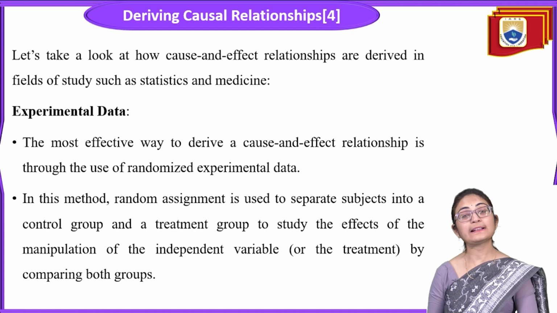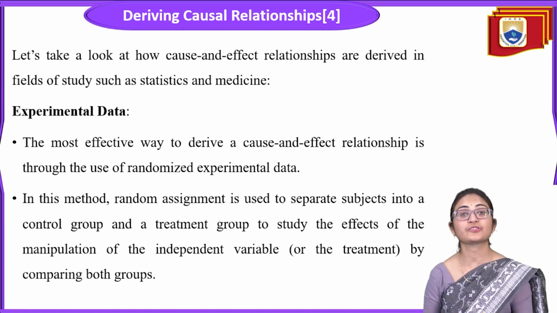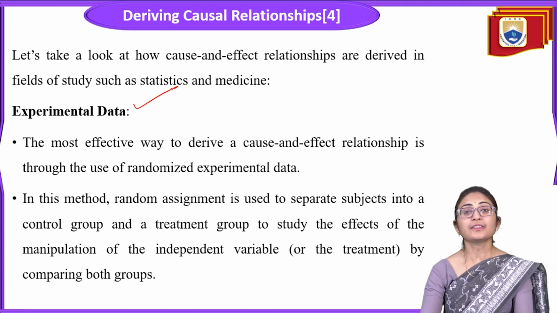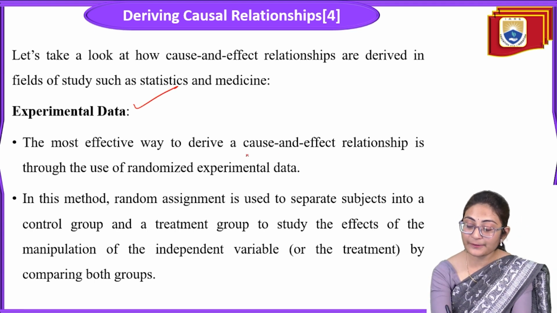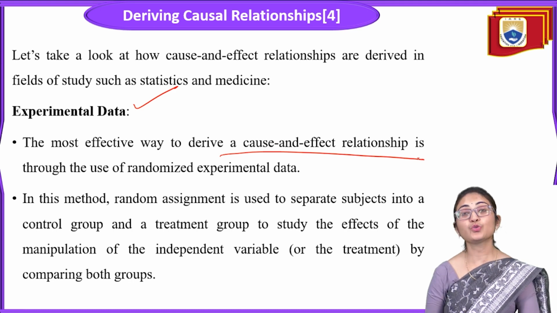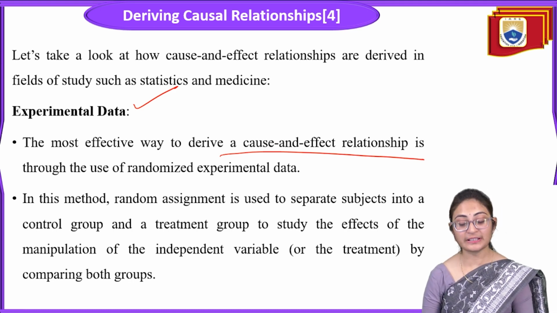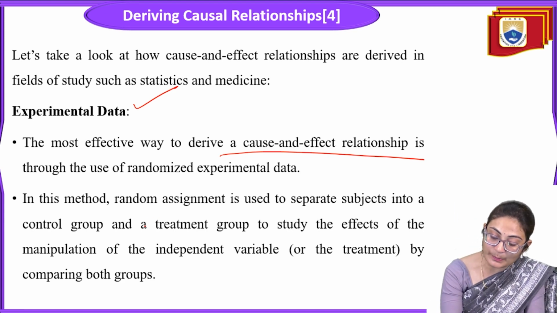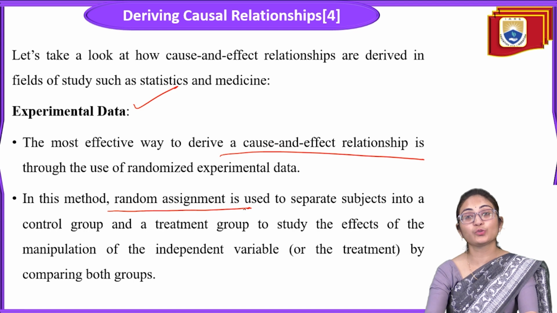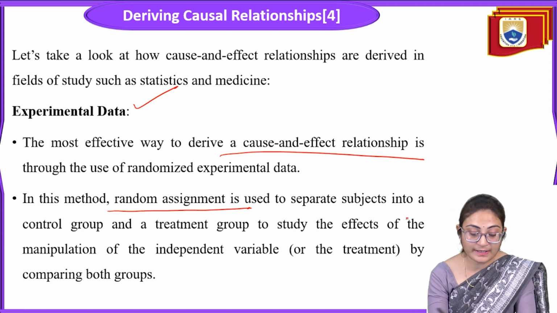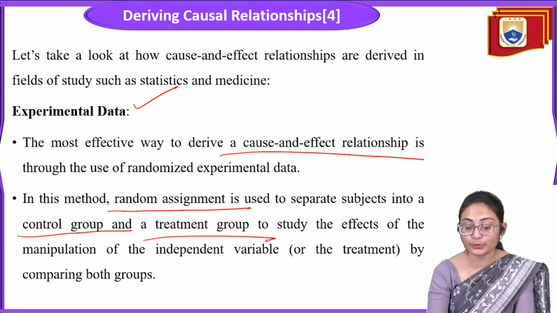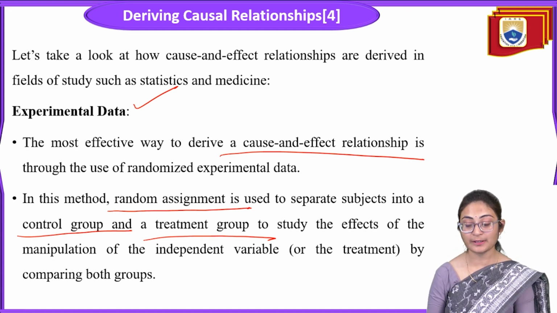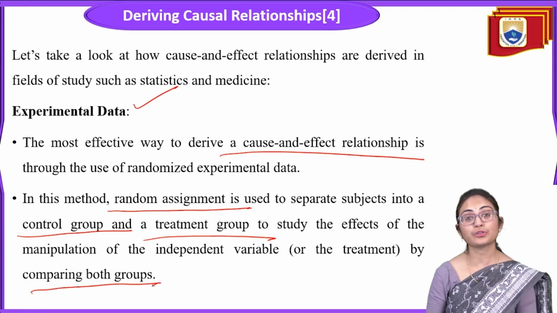Now, deriving the causal relationship. How will we derive the causal relationship? Let's see. First one is experimental data. The most effective way to derive a cause and effect relationship is through the use of randomized experimental data. In this method, random assignment is used to separate subjects into a control group and a treatment group to study the effects of the manipulation of the independent variable by comparing both groups.